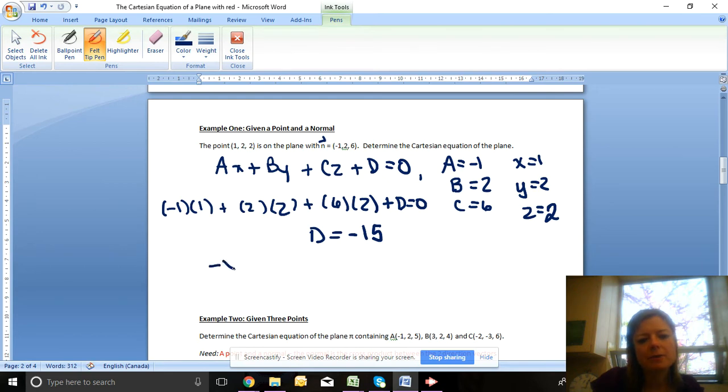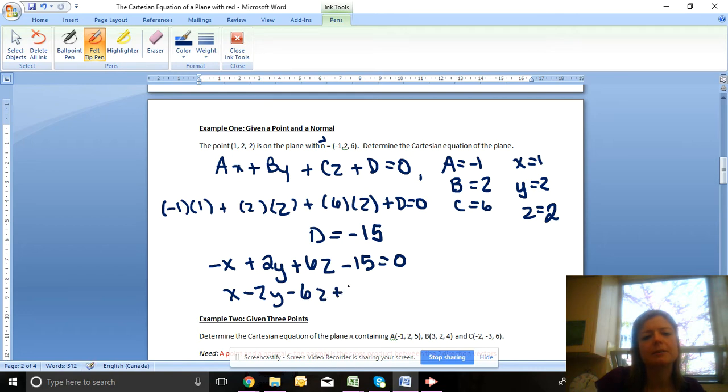Now notice if you put this in originally, you would get -x + 2y + 6z - 15 = 0. But think about why I don't like this and why mathematically this isn't great. For Cartesian equations, your leading coefficient should be positive. So you could just multiply this by -1 and get x - 2y - 6z + 15 = 0. And that would be the best answer.